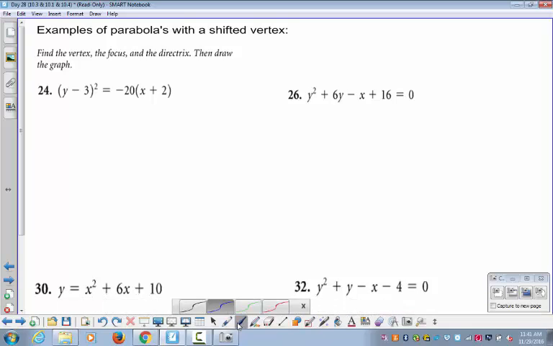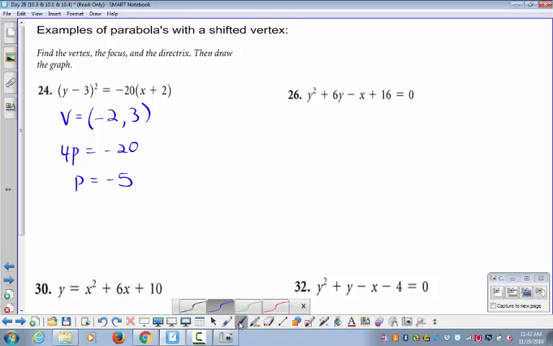So the first one is already in the standard form for us. What do we see the vertex as? Negative 2, 3. So that's a common mistake. We really have to get into the habit of remembering that the first coordinate's associated with x, the second coordinate's associated with y. So that's the x coordinate of the vertex, that's the y coordinate, and it's opposite of what we see. So there's the vertex. Then we set 4p equal to negative 20, giving p equals negative 5.